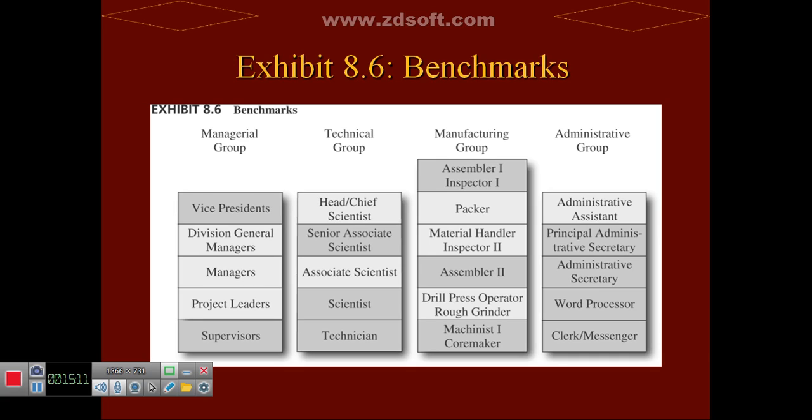Similarly, if the company is planning to design an externally competitive pay policy for jobs in the manufacturing section, then these jobs will be studied. How much salary are competitors paying for assembler 1, inspector 1, or packer, material handler, inspector 2, assembler, drill press operator, rough grinder, machinist, core maker, and so on.